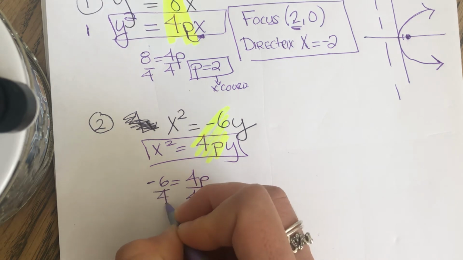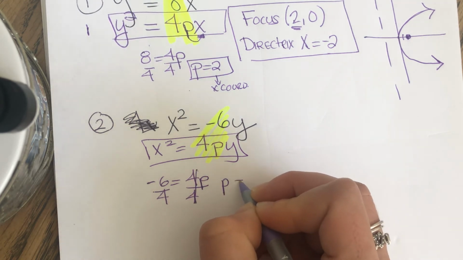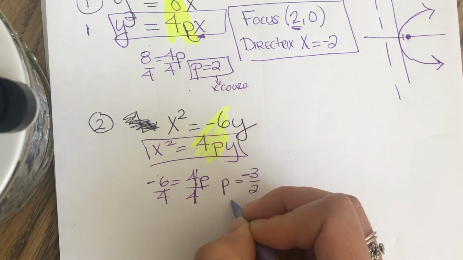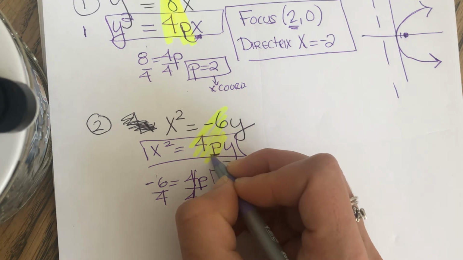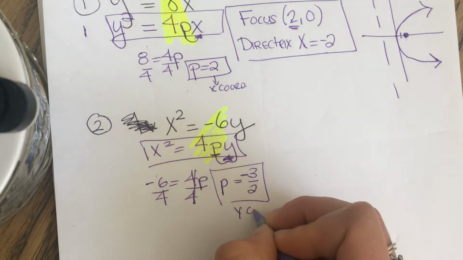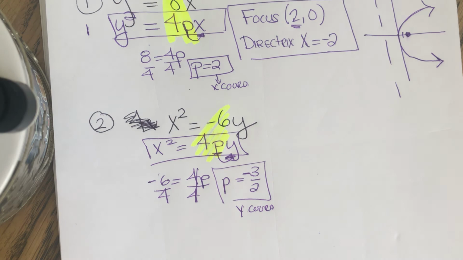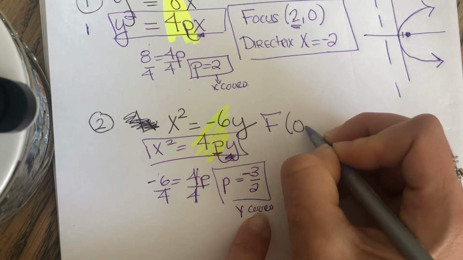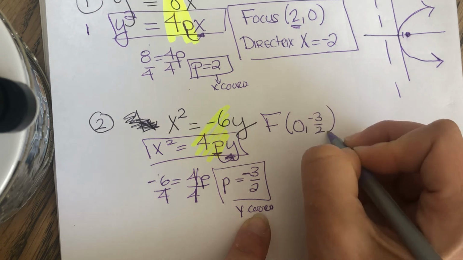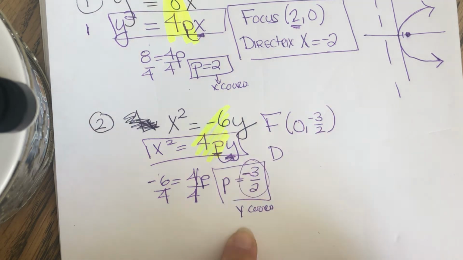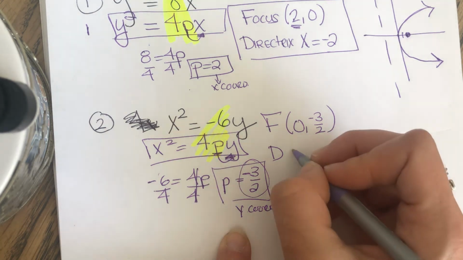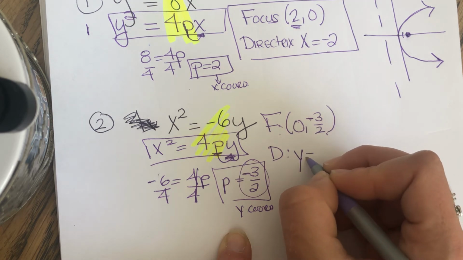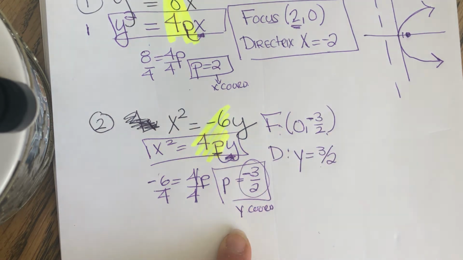Divide by 4, divide by 4. So p equals, just simplify this, -3/2. Now stop there. P is next to the y, so this is the y coordinate. So your focus is the y coordinate, and if you can see, there's a negative, which means the directrix is a y and the opposite. So the opposite is a positive.